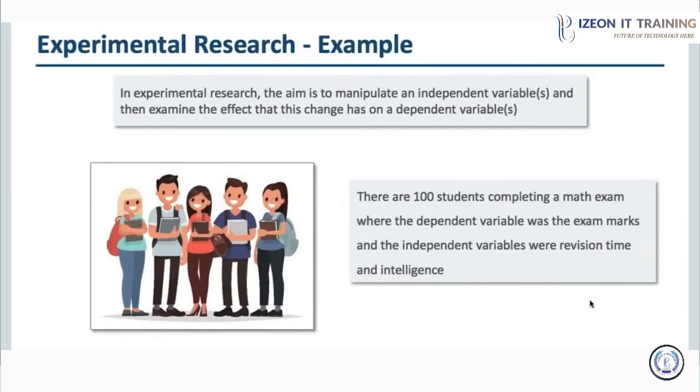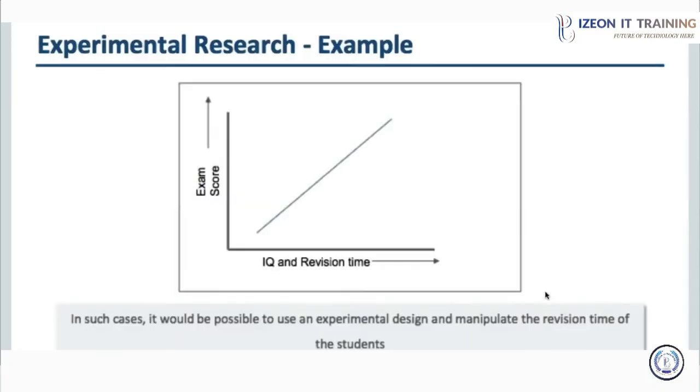Let's say there are 100 students completing a math exam where the dependent variable was the exam marks and the independent variables were revision time and intelligence. Now, if you try to relate the revision time and IQ with the exam score, you will see a linear relationship between these variables. That means the more the revision time, the better the exam score. The less the revision time, the lower the exam score.